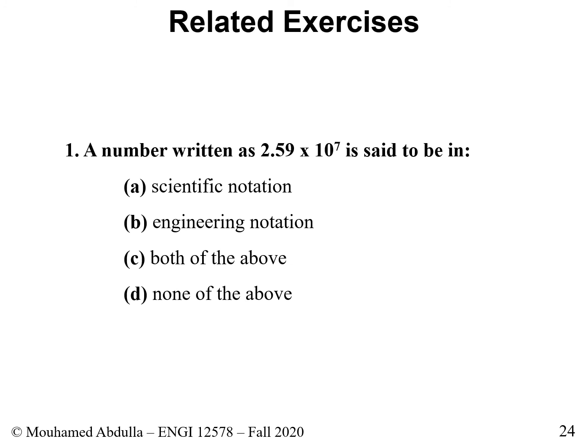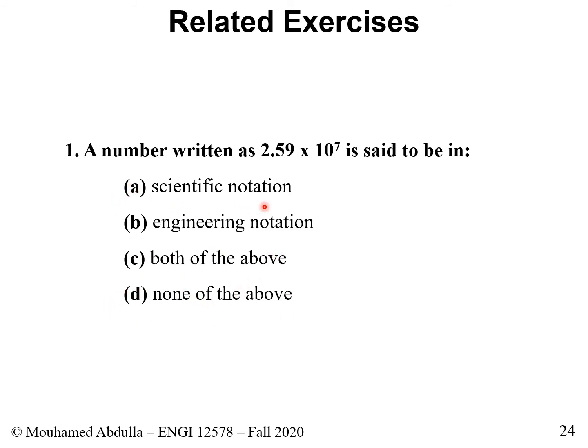So here I'd like to show you some examples, multiple choice questions, and we'll try to go through them together very quickly. So let's say we are given this question. A number is written as 2.59 times 10 to the 7, and the question is, what is this? It is said to be in scientific notation, engineering notation, both of the above, or none of the above. So if you look at this, it's not a multiple of 3, so it's not engineering notation. Both of them would not be the case. So it's either A or D.